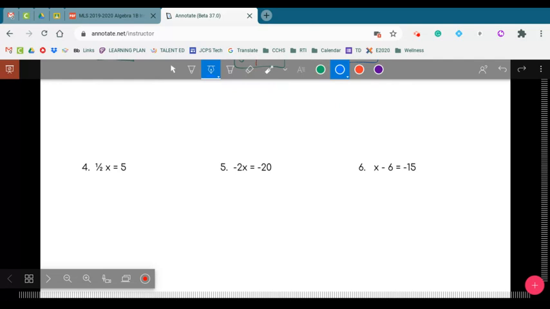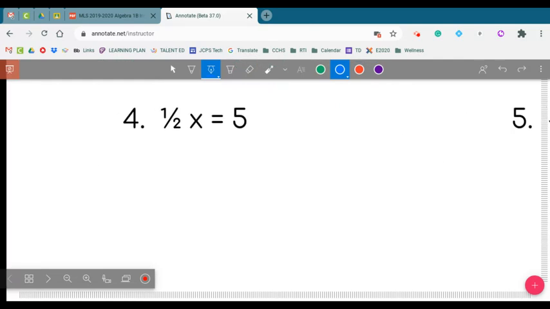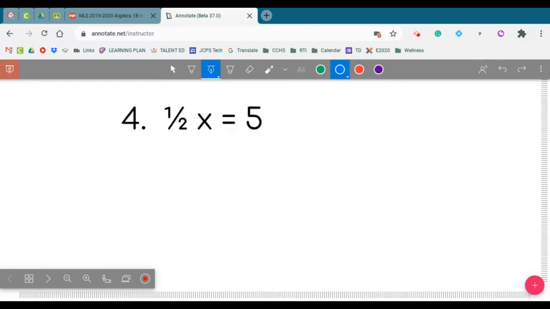Okay, next problem. This one, we have 1/2 x equals 5. We have to think, what is holding that together? 1/2 is being held there by division, because 1/2 is a fraction. So if you think, what do we need to divide both sides by? You want to divide by the denominator on that fraction. So we want to multiply. We're going to multiply both sides. We're just going to put a little dot, and we're going to multiply this side by 2.